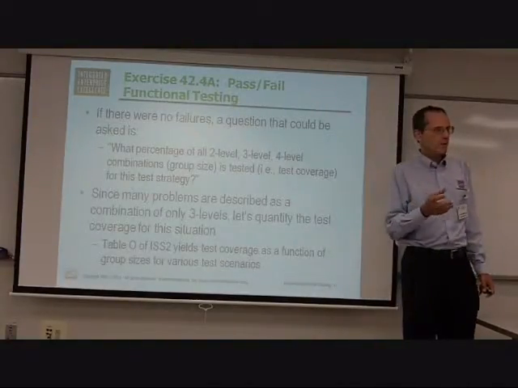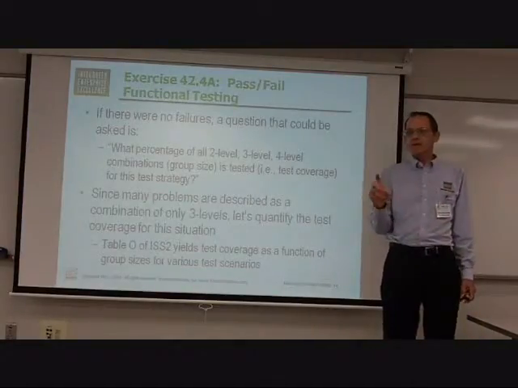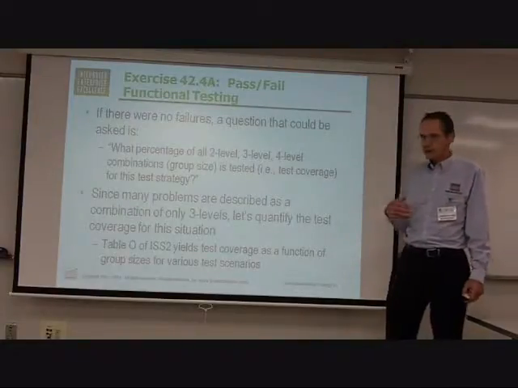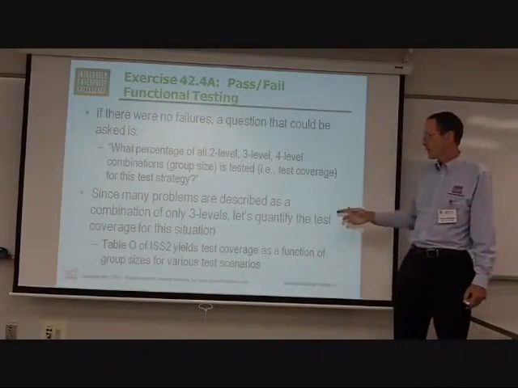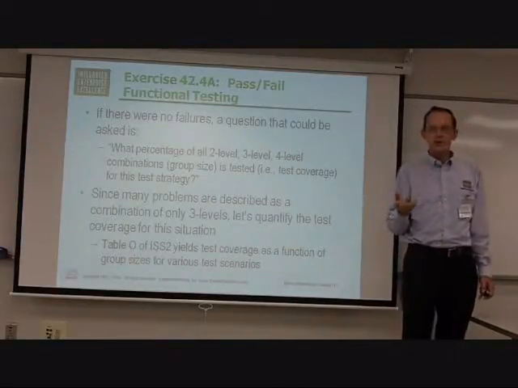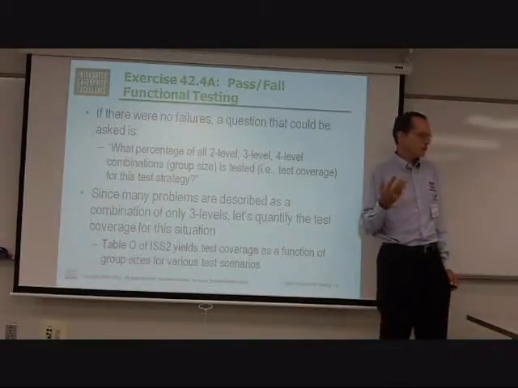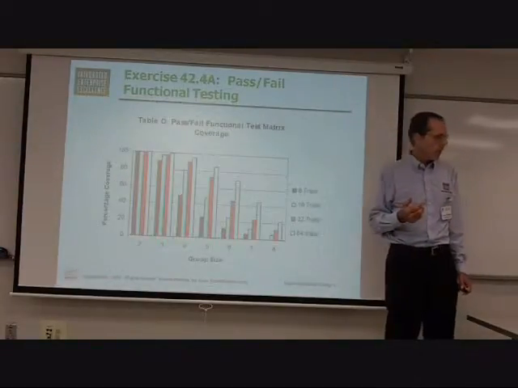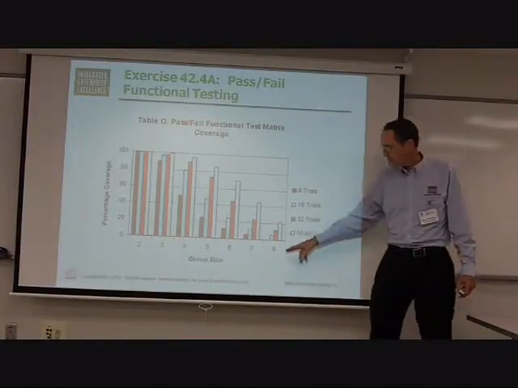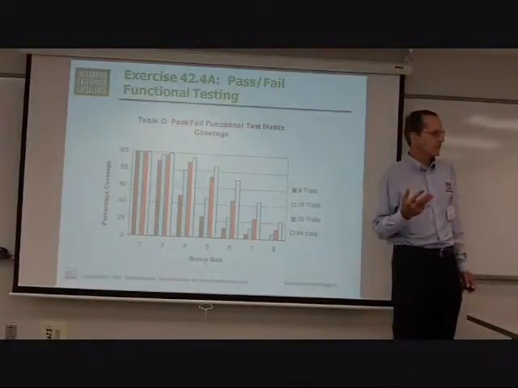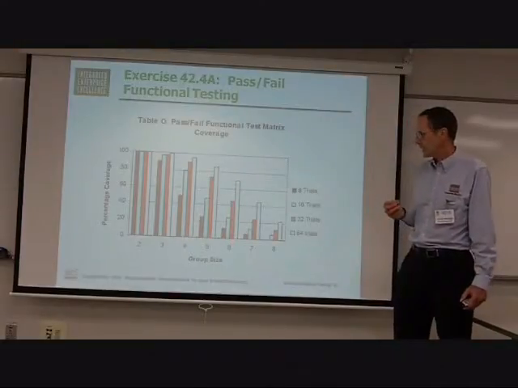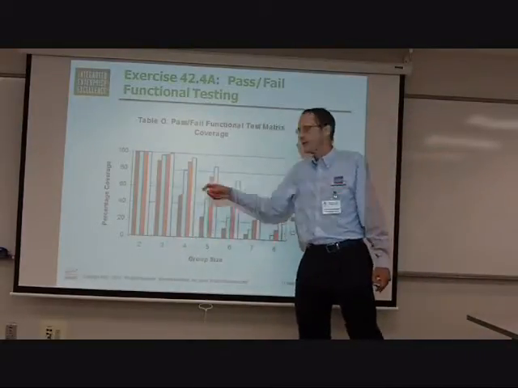Now, this is my book. I didn't bring it with me this time, but in Implementing Six Sigma, the 2nd edition that came out in 2003, it's not included in my new books, but there's a table O in the back of that book that describes the test coverage when you have 2 levels of factors for the particular designs that I've included. So this is what table O looks like. As you see, group size down here represents the number of factors and their levels that we would be considering. So if you have a group size of 3, you'll be looking up here.